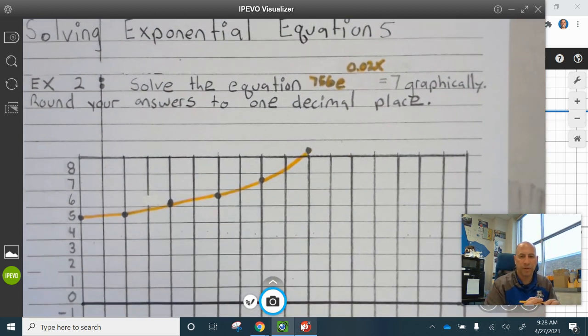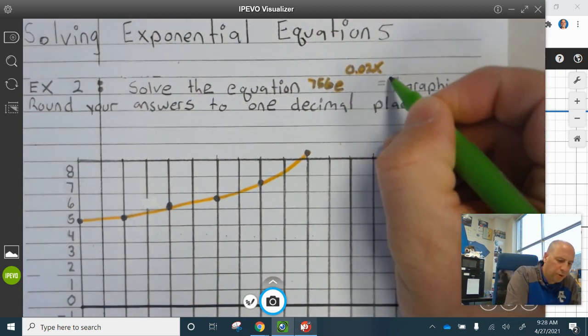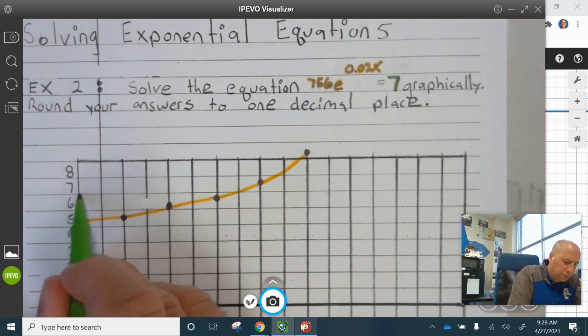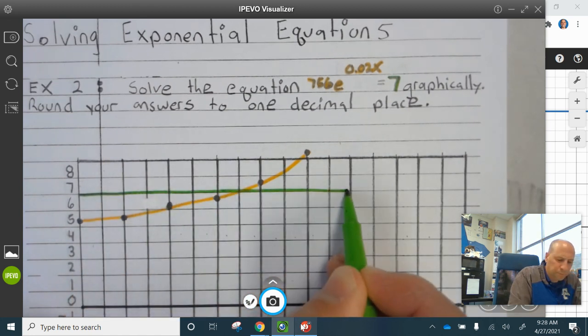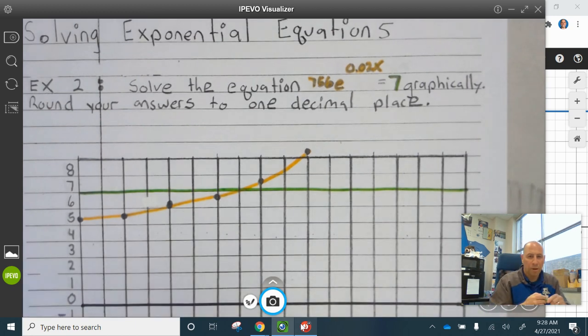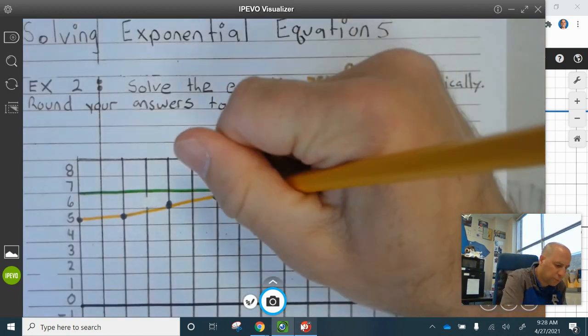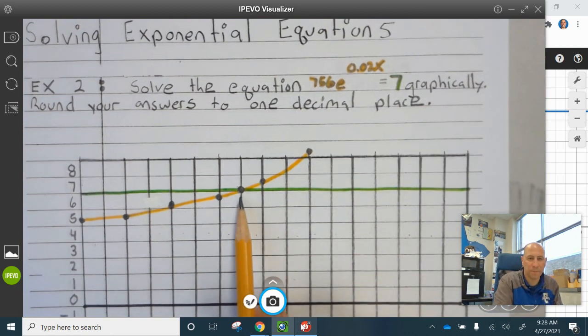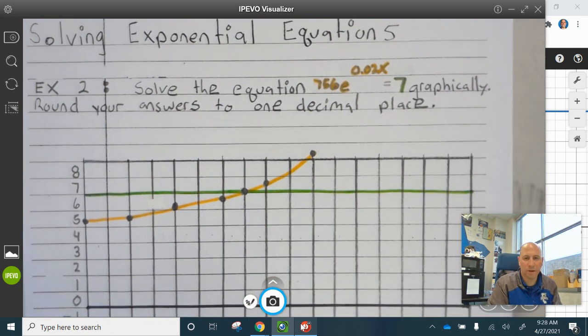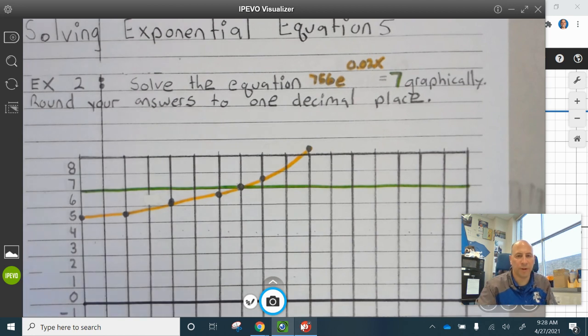All right, so we have the left side graphed. Now we graph the right side, which is at 7, so that's right here. Okay, so we're looking for this point right here, that point of intersection. To find that, again, I recommend using Desmos, so let's do that now.